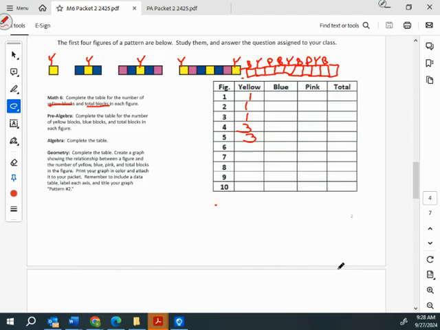The second part says total blocks. So I need to do the yellow blocks and then I need to do the total blocks. How many total blocks are in figure 1? Liam? How many in figure 2? Emma? 3. How many in figure 3? Lila? 5. How many in figure 4?